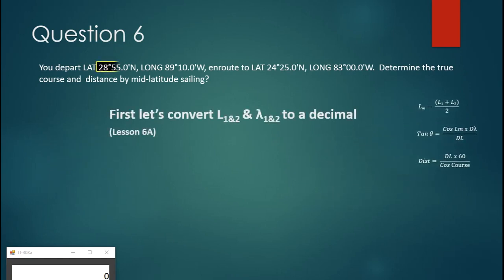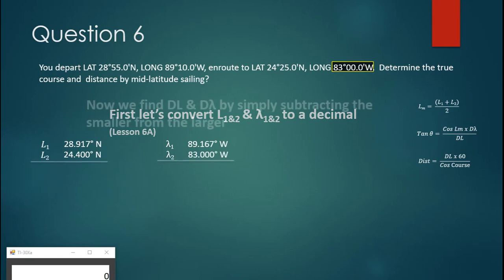And then the first thing we'll do is convert all these lat and longs to decimals. Rounded, notice we round them to 3 decimal places. And this was covered in lesson 6A. If you're lost with this, hop back over to lesson 6A, and that's where we go over this.